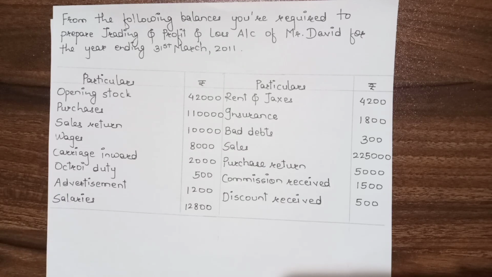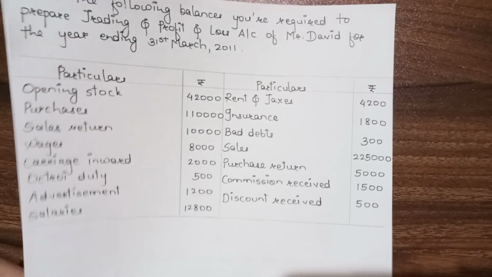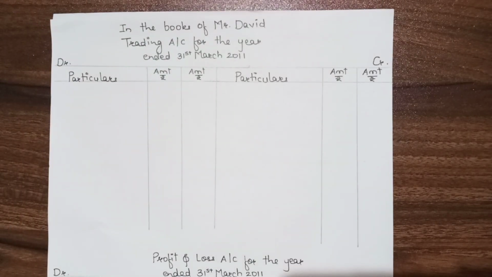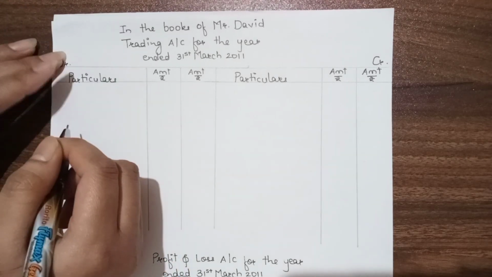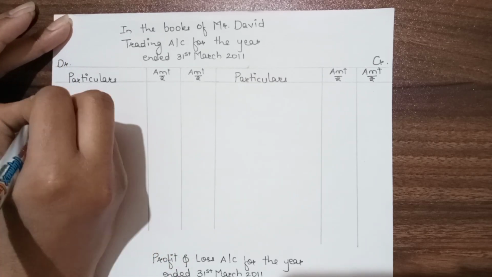Now the first item is opening stock, that is 42,000. We already know that it always appears on the debit side, wherever it is. So we are going to post it on the debit side of the trading account, because the trading account is the very first account of your final accounts. That is why it is to be brought into the business firstly in the trading account, not in any other account. So we will write here, to opening stock, 42,000.